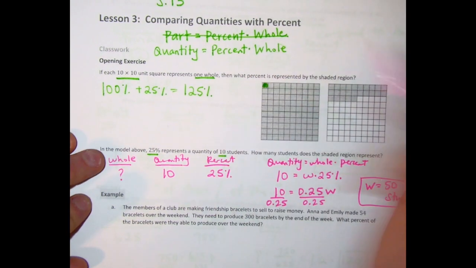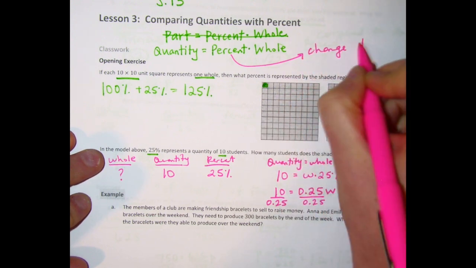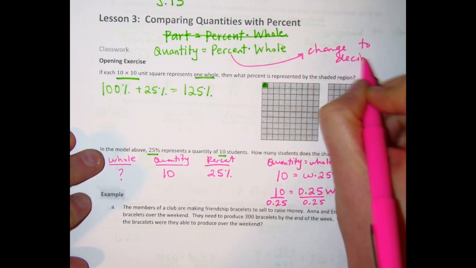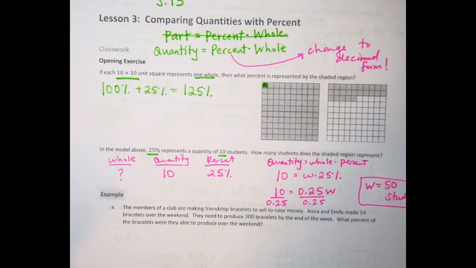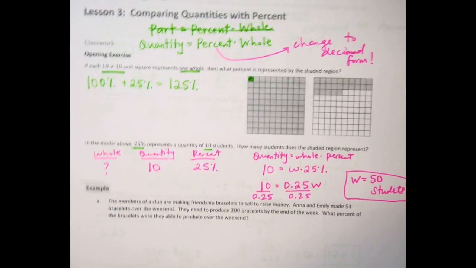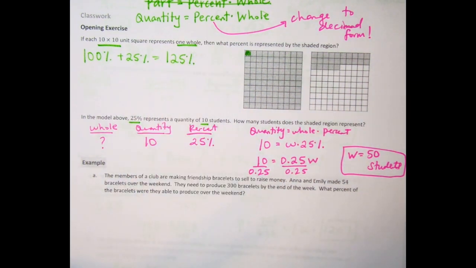So I'm just going to put a note up here, percent, change to decimal form when you're multiplying. Okay, we are going to do this example. We're going to go nice and slow. We're going to add a couple of concepts, but really we're just using this formula to make sense of percents.